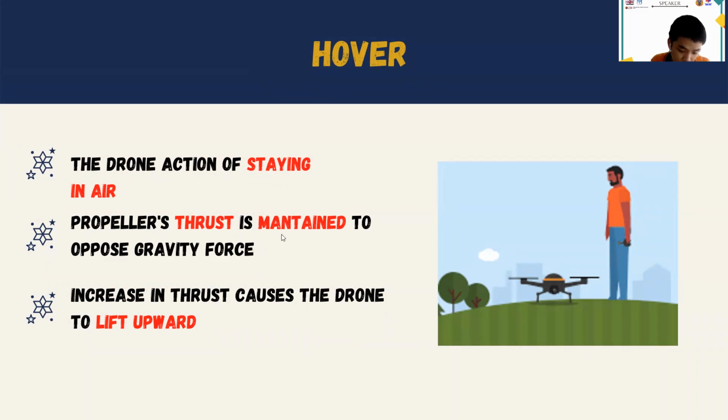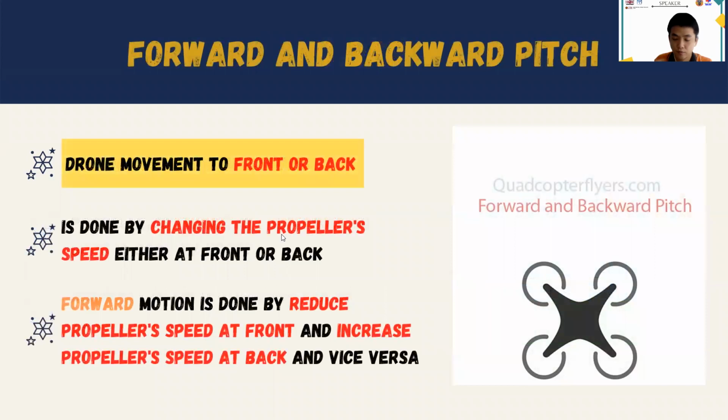Okay, so now let us proceed to the following principle, which is the forward and backward pitch, right? So what is the difference between moving forward or moving backward for the drone? Is there any difference? No, there's no difference actually, because the drone is symmetrical, right? It is the same for side to side motion. It is the same actually.